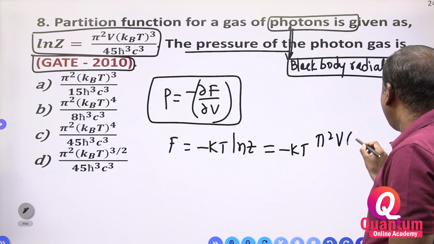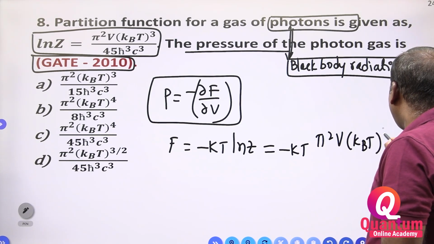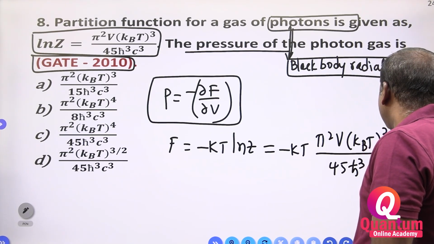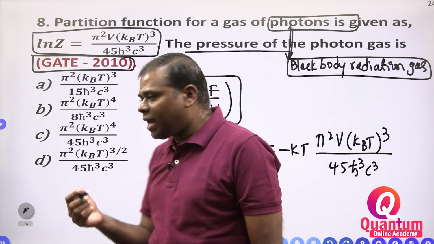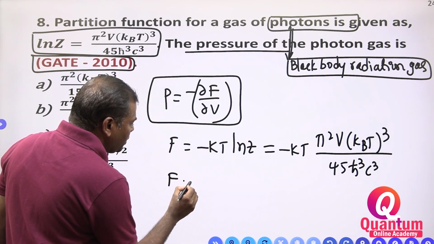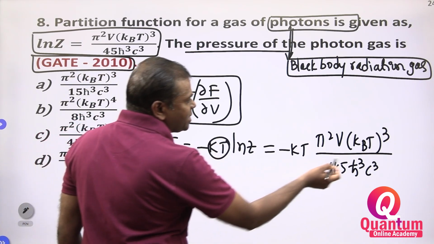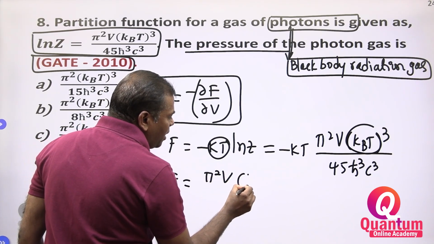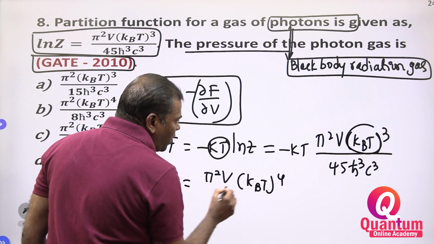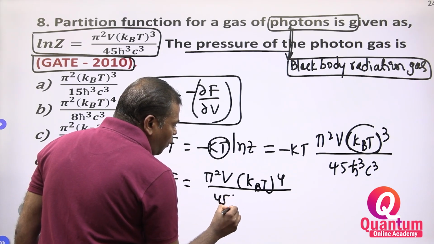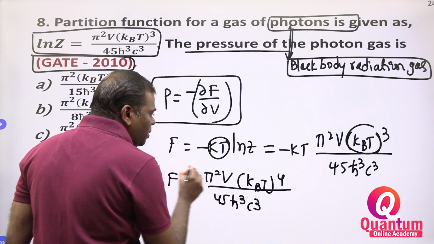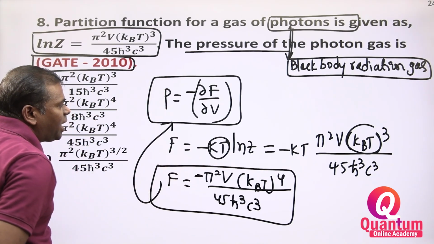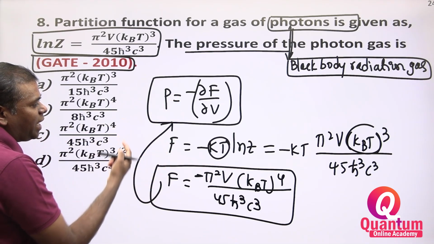The value is pi square V kB T whole cube divided by 45 h cut cube c cube. Now see here, F is equal to, with one more kT there, so it becomes pi square V kB T whole to the power of 4 divided by 45 h cut cube c cube. This is the F value. But you want to know the P value, and the minus sign is also there. How do we calculate the P value?